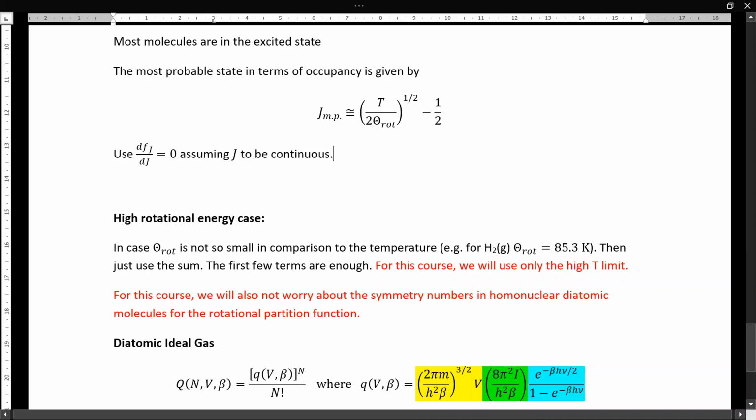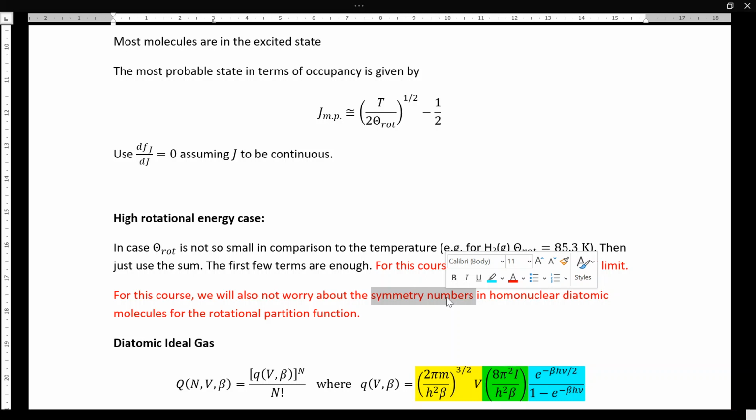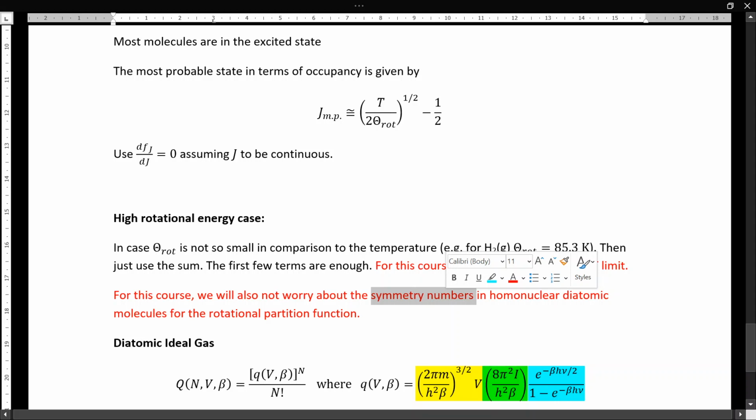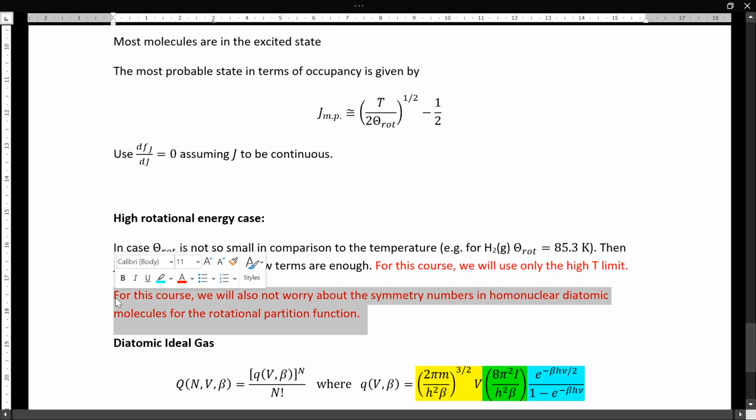There's another thing called the symmetry number, which is required to account for the different rotations, especially when you have homonuclear diatomic molecules and the orientations of rotations get doubled up. But for this course, we'll just not worry about those details. Those who are interested can always read up on it.